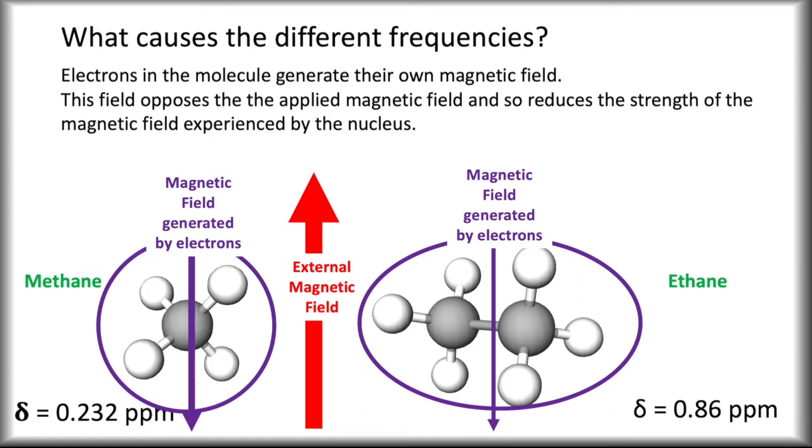However, if the magnetic field generated by electrons is weaker, those hydrogen nuclei in ethane experience a far greater magnetic field than those in methane, and therefore they will absorb a different frequency because the magnetic field that they are experiencing is greater than those experienced by methane, and therefore their chemical shift value is higher. They will absorb radiation at a higher frequency than those of methane.